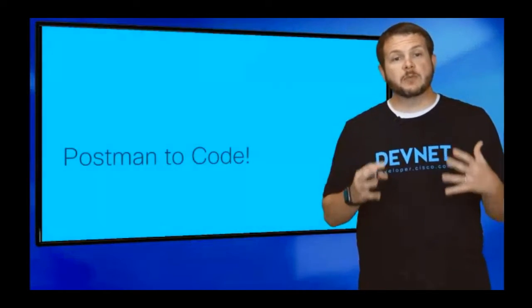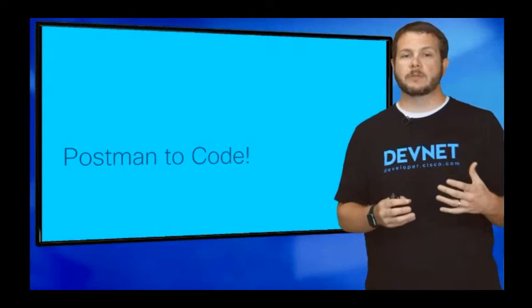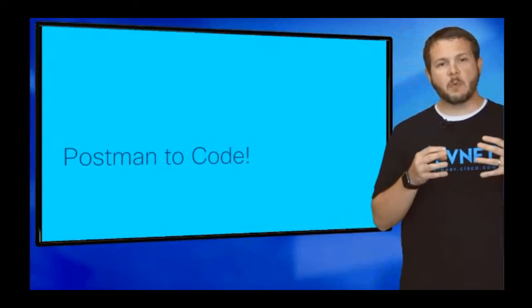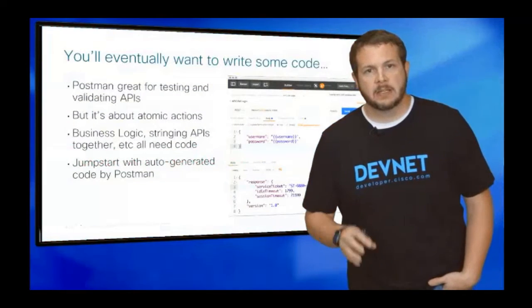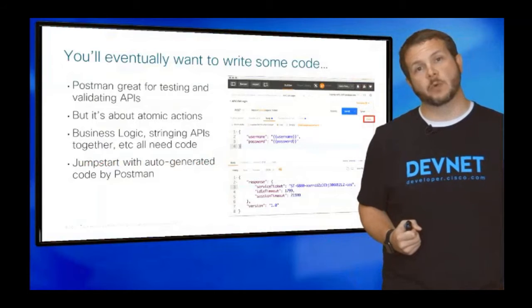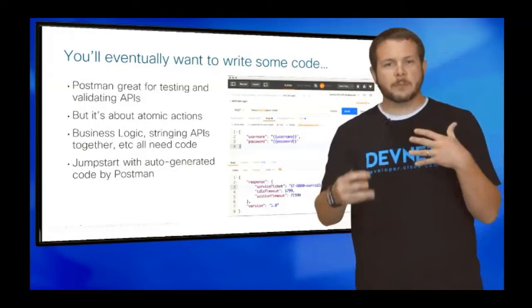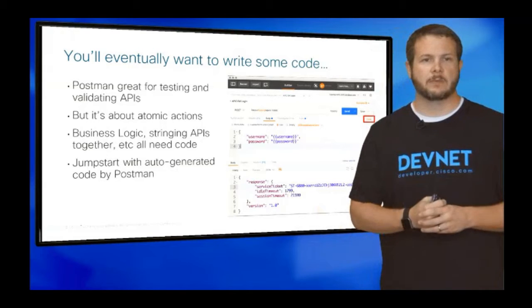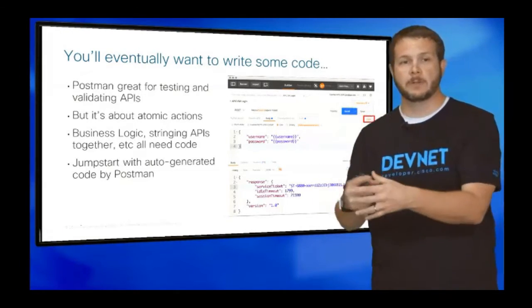Now that we've seen how we can use Postman to create the APIs and manipulate them, save them in collections, work with environments, let's look at what happens when we want to move from Postman into actual code that's out there. Now, Postman is great for testing and validating and proving out that the APIs work as expected, but it's about atomic actions. You can script them together, use pre and post and test scripts, but at the end of the day, it's really about just making one API call and then another one.